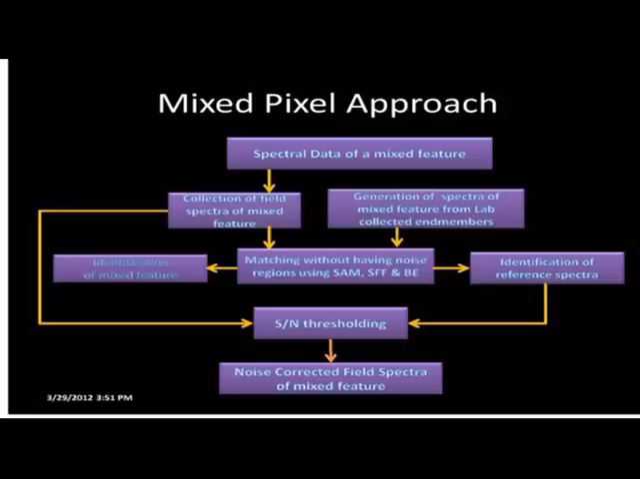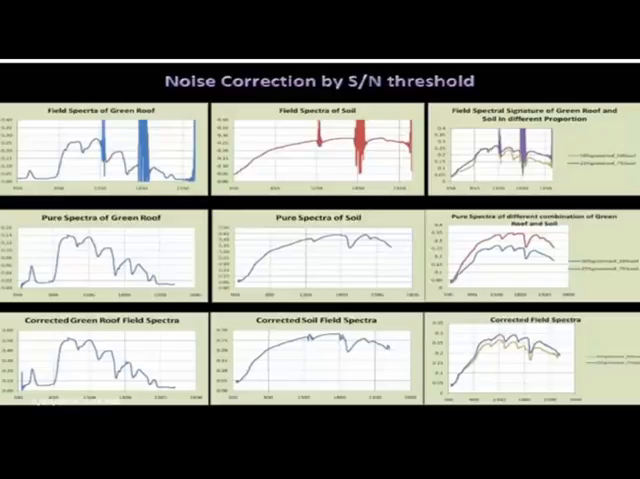For example, you see here, this is the field spectra, this is the pure lab spectra. Using that method, one can correct the field spectra. This is the field spectra corrected. This is the field spectra which has noise. This is the pure spectra in the lab condition. This is the field spectra which got corrected. So this is a correction technique for the field spectra, which can be used for analysis.